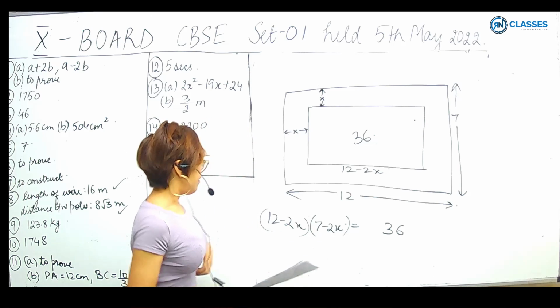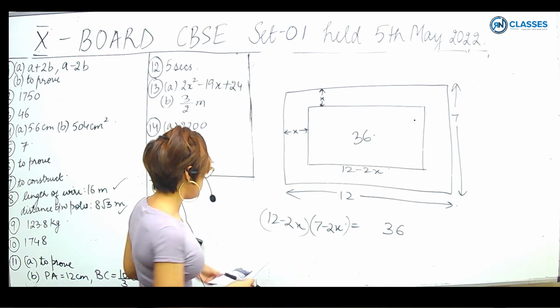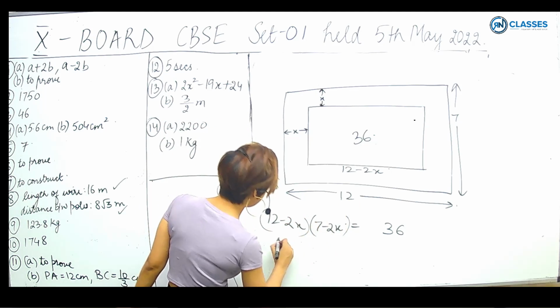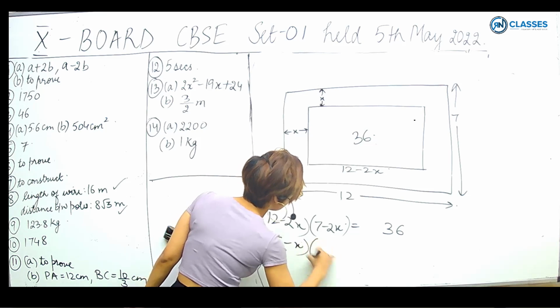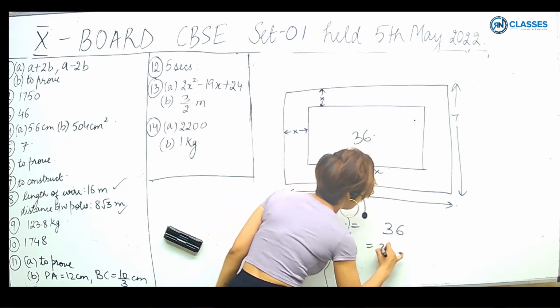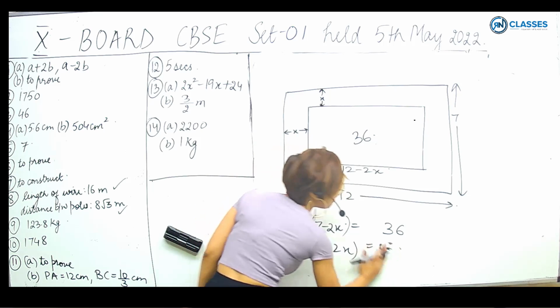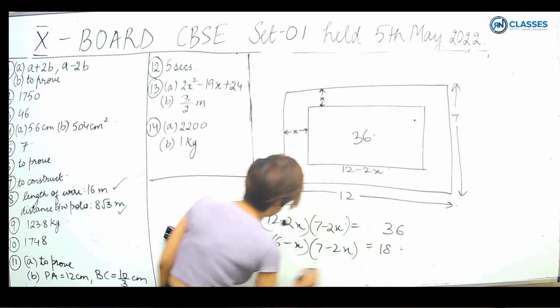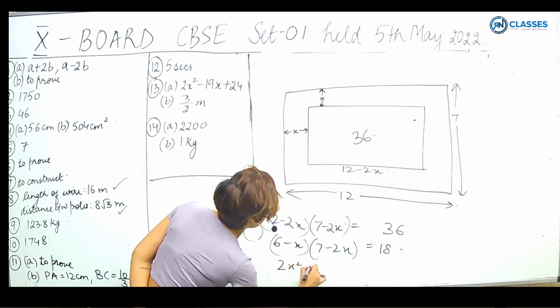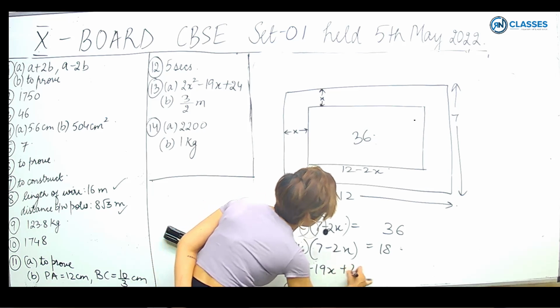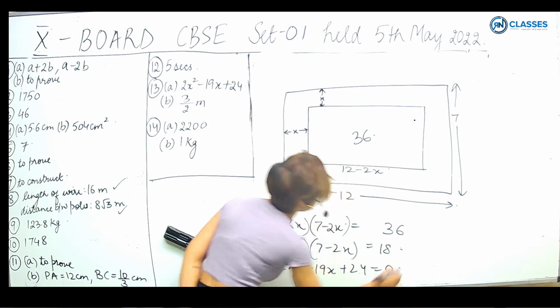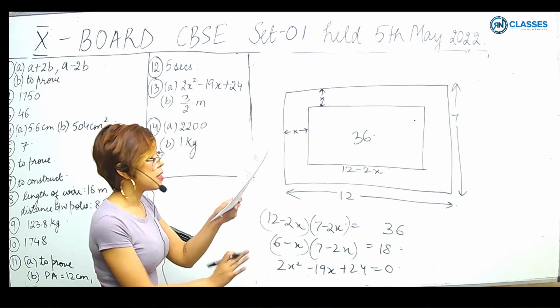Right? You can find the equation. So, let me cut the 2 factor first. So, 6 minus x into 7 minus 2x equal to 36. No, divide by 2. So, 18. Careful. So, this turns out to be 2x square minus 19x plus 24 is equal to 0. Right? Okay. This is my equation.